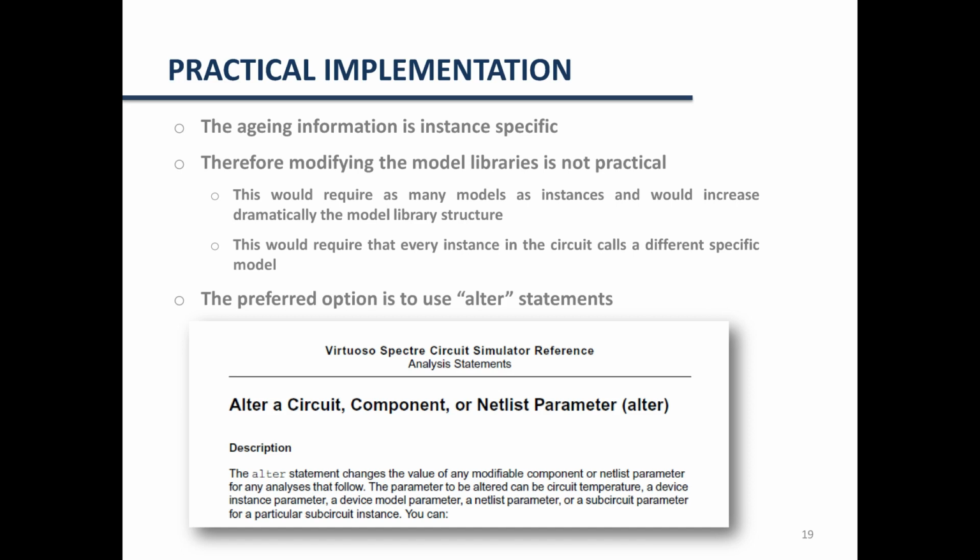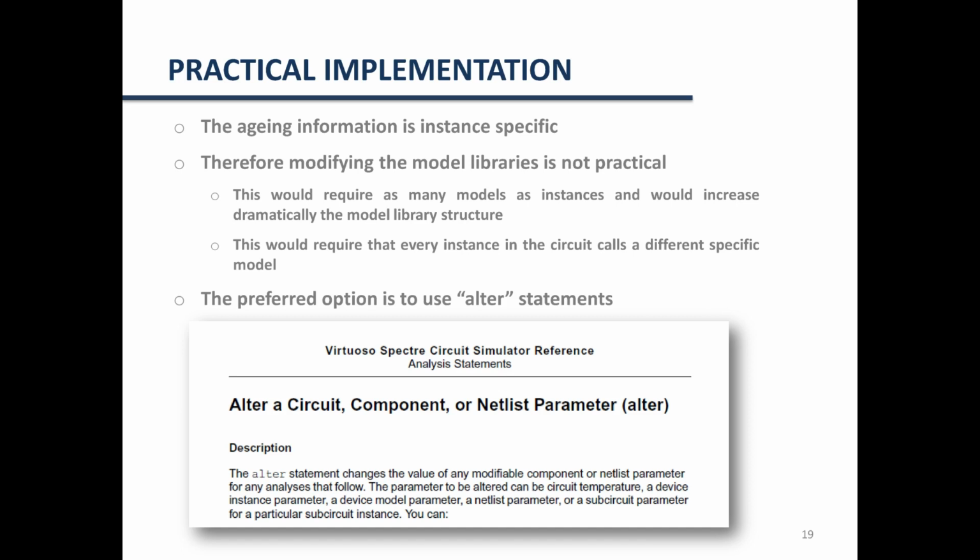You can imagine that you need as many directories as you have instances of transistors. So if you have a circuit with 1,000 transistors, then you need 1,000 duplications of the library. That's really not something we want. And this would require also that every instance in the circuit call a different specific model, which causes other issues, because we don't have very simple ways to modify the netlist in the simulation flow, and we don't want that.